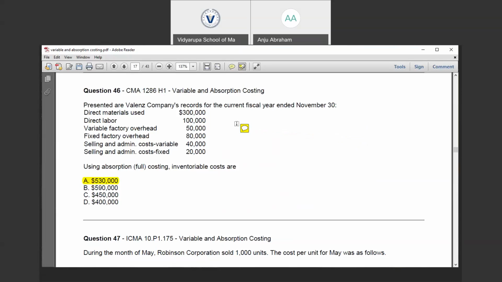We will not take the selling and administrative cost, variable and fixed, because they are non-manufacturing costs. Non-manufacturing costs don't form part of the inventoriable cost, be it variable costing or absorption costing. If variable costing is used, the only costs applicable would be 300,000, 100,000 and 50,000. 450,000 would have been the inventoriable cost. Fixed factory overhead will be expensed in this particular period. Since it is absorption costing, we need to take fixed factory overhead too. Are you clear?